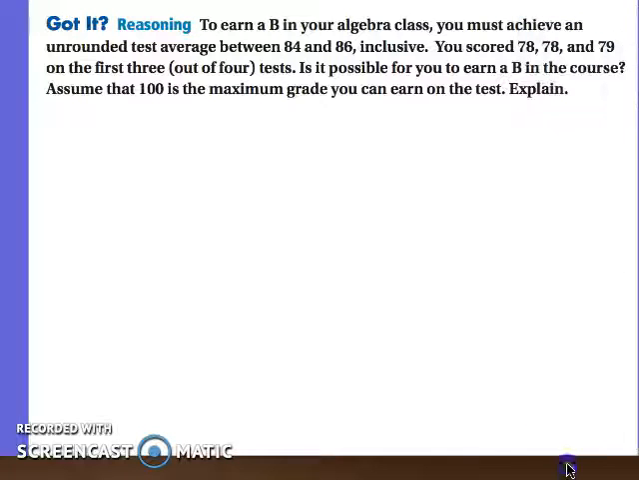All right, so we have a word problem, always fun. To earn a B in your algebra class, you must achieve an unrounded test average between 84 and 86 inclusive. So that means it's going to be included. So it's going to include 84 and 86. You scored 78, 78, 79 on the first 3 out of 4 tests. Is it possible for you to earn a B in this course? So assume that 100 is the maximum grade you can earn on the test. Can you get a B?